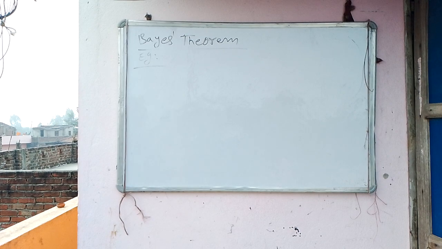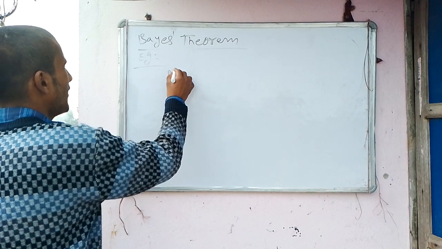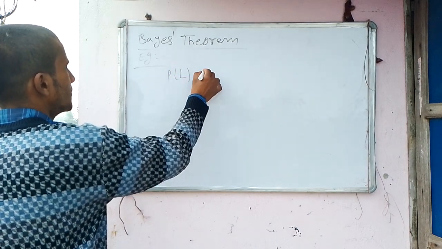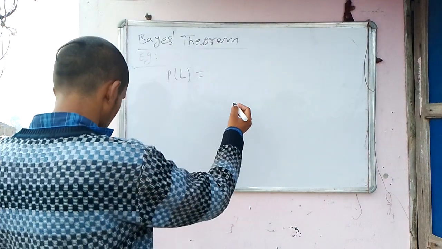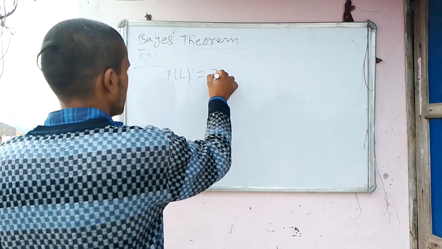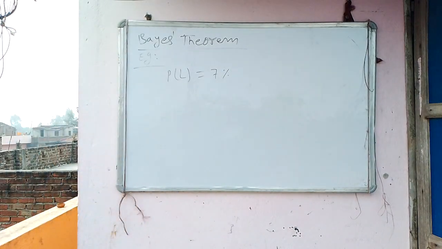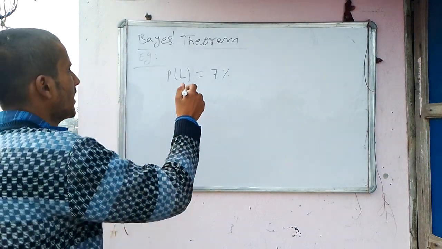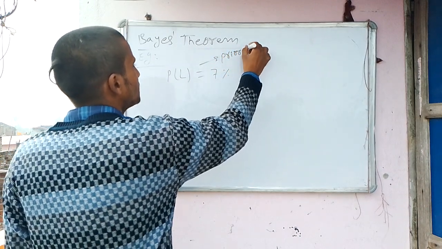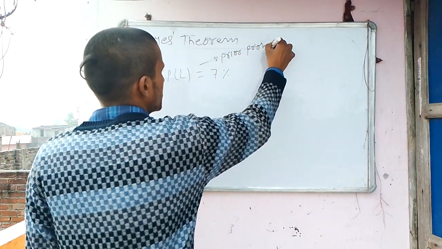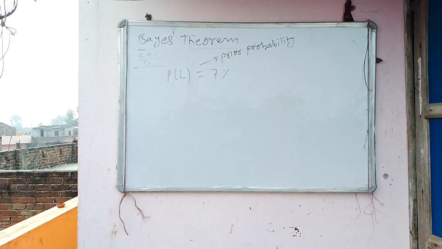Okay, so the example is, let's say, the probability of having lung disease is given. The probability of having lung disease is 7%. Pay attention. This is known as the prior probability. Why is it known as prior probability?